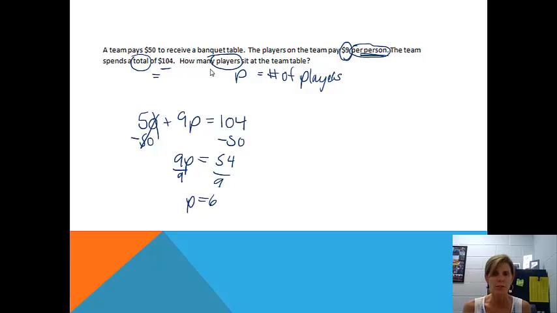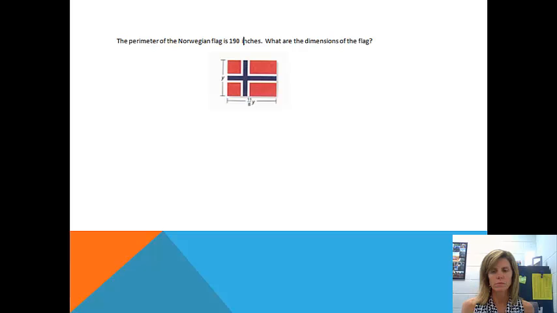And then let's answer the question, how many players at the team table? There are 6 players at the team table. Next question. The perimeter of the Norwegian flag is 190 inches. What are the dimensions of the flag? So once again, an equation is not given, so we're going to create our own.